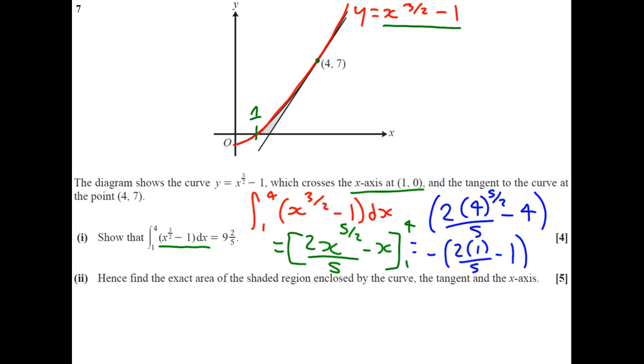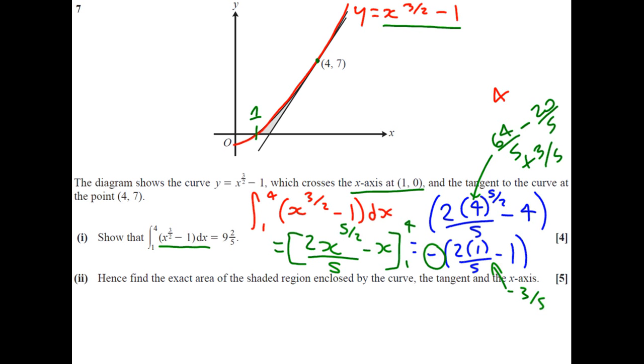And I'm hoping it's going to give you 9 and 2/5. Okay, so 2 times 4 to the power of 5/2 is 64 divided by 5, and you're going to be minusing 4. When you minus 4, that's the same as minusing 20 over 5. Okay, and this lower one, obviously that's 2/5 minus 1. 2/5 minus 1 is -3/5. And because we're taking away, we add 3/5. Okay. I know this is a bit dodgy working out, but there's not much space, to be honest. That's the only reason. Okay. So 64 minus 20 is going to be 44.